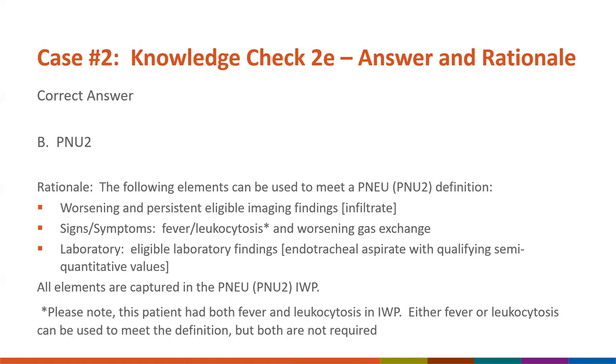So let's take a look at the rationale behind that. We can meet a New 2 definition using the worsening and persistent eligible findings of infiltrate. We already talked about the eligibility of those imaging findings. We have signs or symptoms: we have fever and leukocytosis. Either fever or leukocytosis are eligible findings. Please note, however, both are not required. In addition, the patient has worsening gas exchange. In this case, the patient's intubated, and we do have eligible laboratory findings at endotracheal aspirate with qualifying semi-quantitative values. All of these elements are captured in the New 2 IWP, and therefore we have a New 2 event.